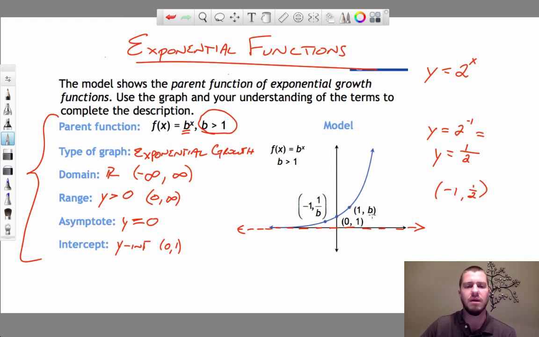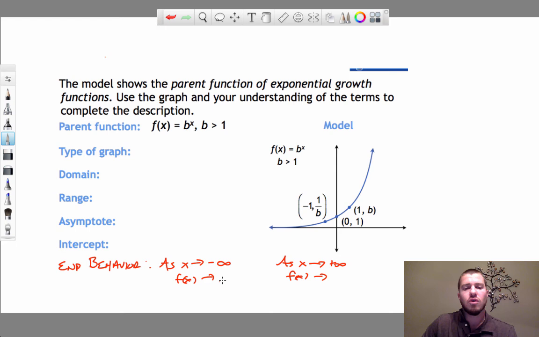So the end behavior for exponential growth is as x approaches negative infinity, f of x is approaching that asymptote, which is at 0, and as x approaches positive infinity, f of x is going up, approaching positive infinity there.